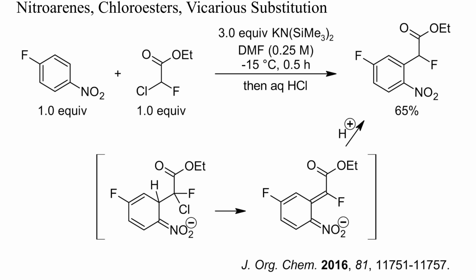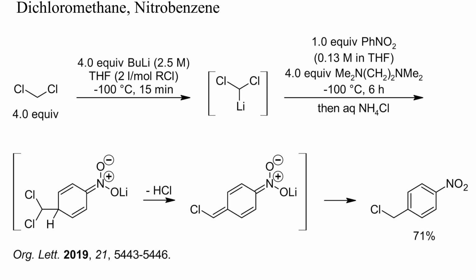Deprotonated chloroacetic esters can also add to nitroarenes. The anionic addition product in this instance was unstable and eliminated hydrogen chloride. No additional oxidant was required for rearomatization. This type of alkylation is also called vicarious substitution. Such reactions can even succeed with lithiated dichloromethane as nucleophile.